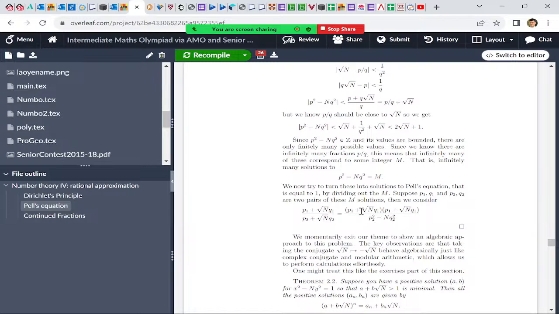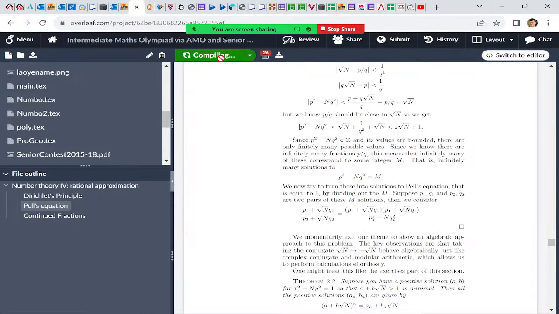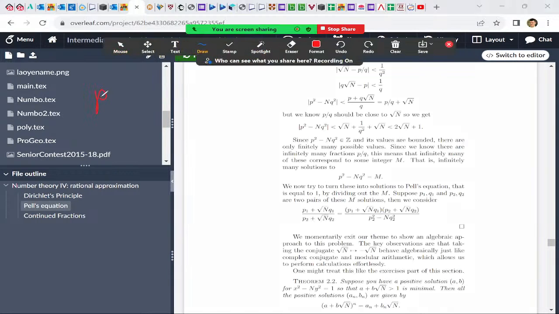So the top is not quite in that form, but if you expand it, it will be in that form, right? Oh, that should be P2, Q2. So let me just change that. And then when you times that out, P2 plus Q2 root n, times P1 plus Q1 root n, is equal to P1 P2 plus n Q1 Q2, yeah.